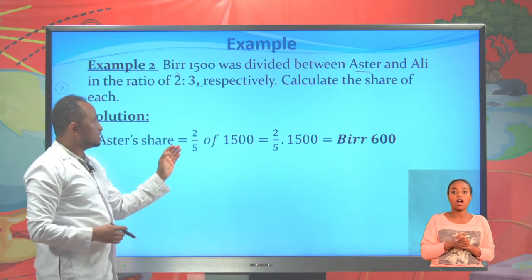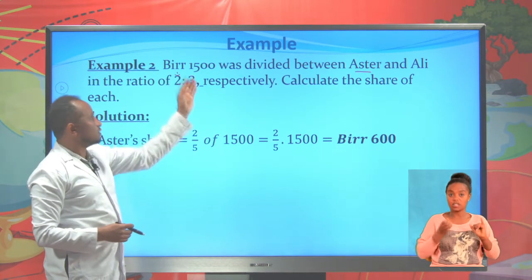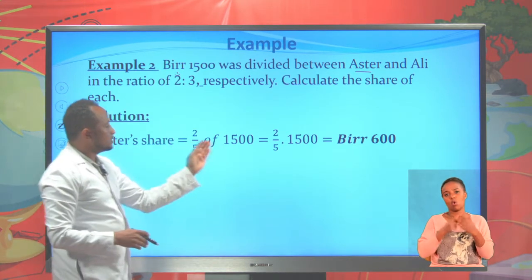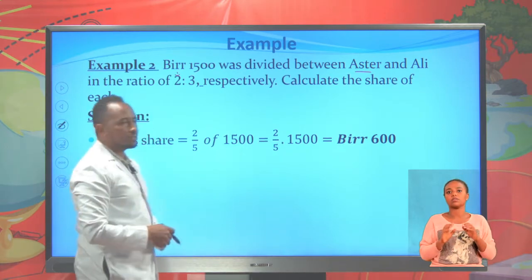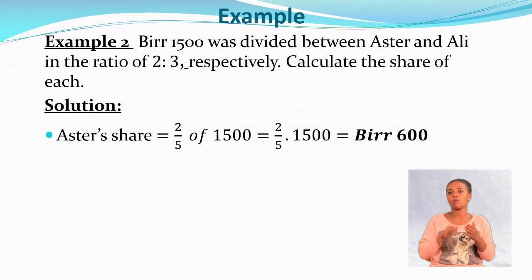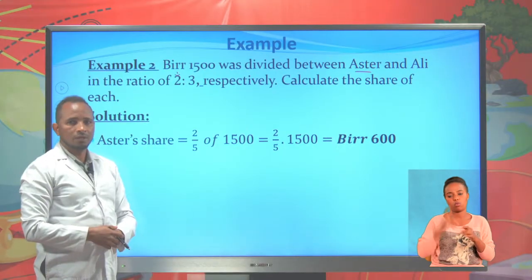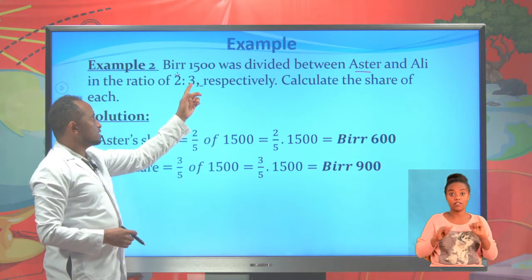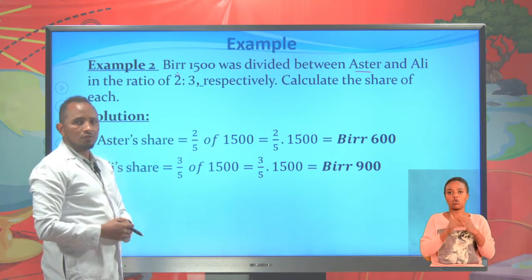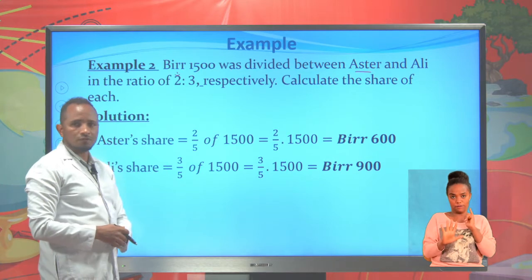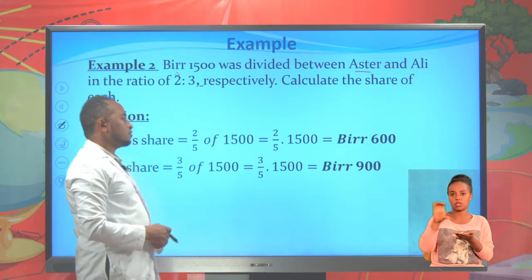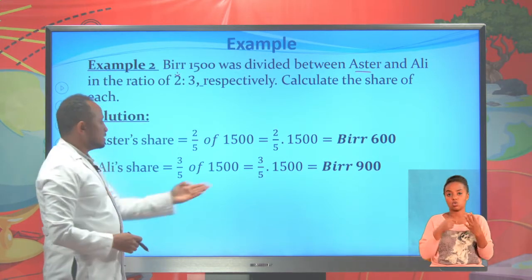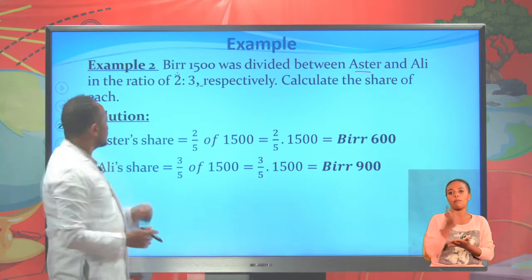Therefore, Aster's share is 2 out of the total 5, 2/5 of 1,500 birr. When you multiply this, you get 600. Therefore, Aster's share is birr 600. Similarly, Ali's share is 3/5 of 1,500. So 3/5 of 1,500 gives you birr 900. Therefore, Ali's share is birr 900.